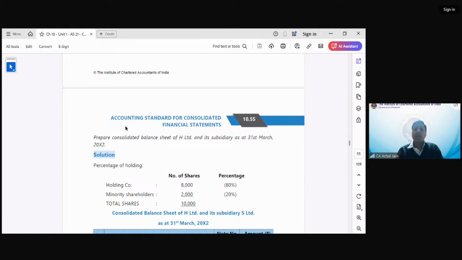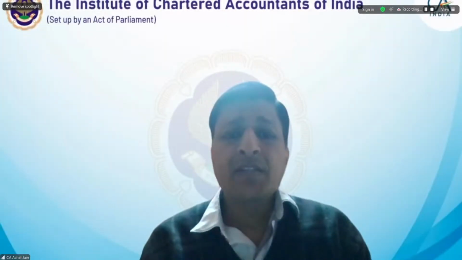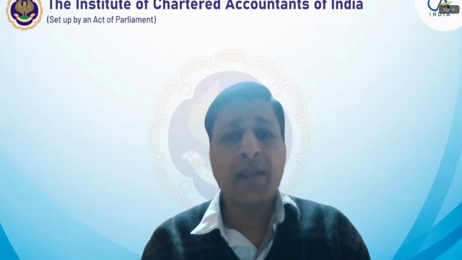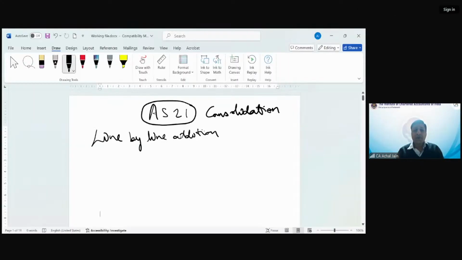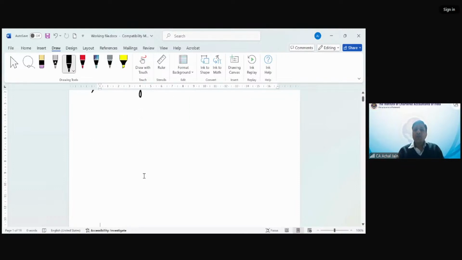All right, so now let's do one thing. Let's look at the calculation of goodwill or capital reserve in this case. Now, in this example, do we have the purchase consideration? Yes, purchase consideration is there, available in the balance sheet. What is the amount? If you look at the balance sheet, cost of investment is 1,26,000. So that's the purchase consideration for us.